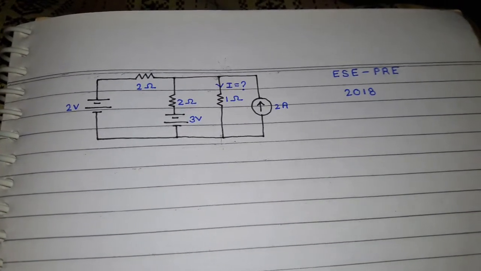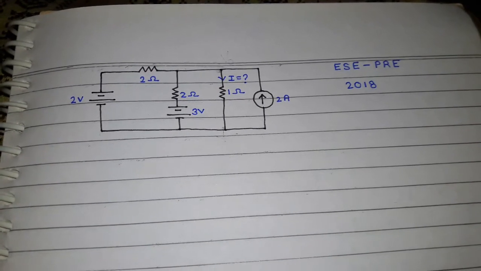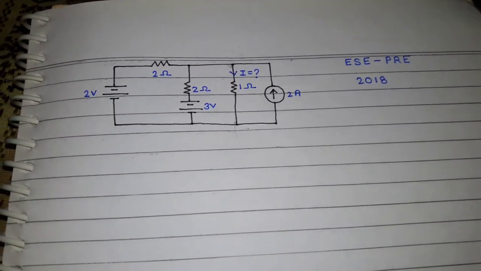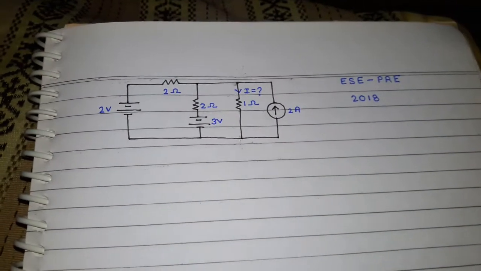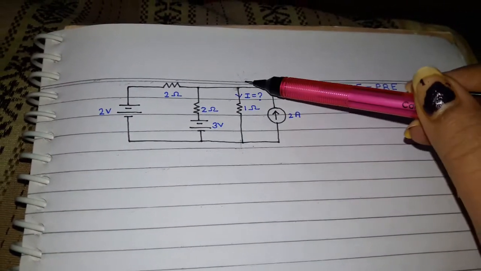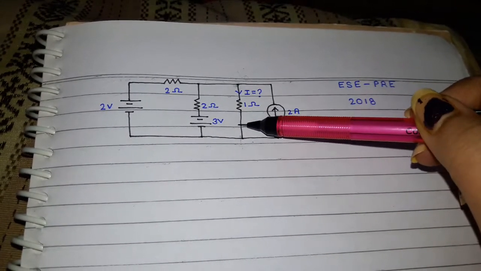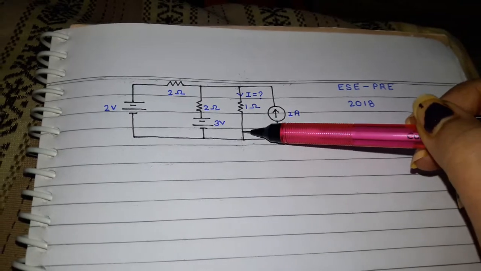The first question we are having over here is from ESC prelims in the year 2018. This is your required circuit diagram, and what they are asking is the current through this element, 1 ohm resistance. Okay, they are asking what is the value of I passing through this 1 ohm resistance over here.